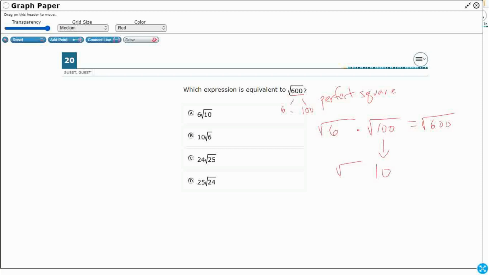Okay, so it's the square root of 6 times 10, and then we end up reversing the order. It makes more sense to have the 10 on the outside, square root of 6 on the inside, and here is our answer, B. Let's see how we did across the state of Texas.